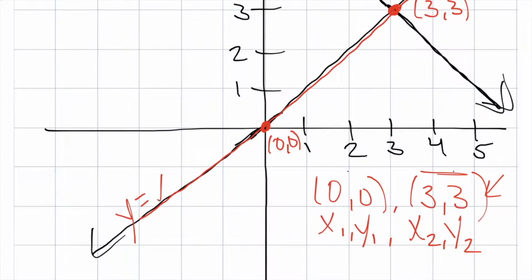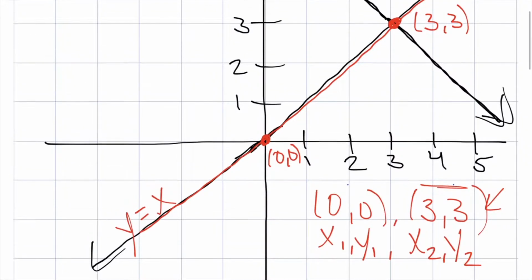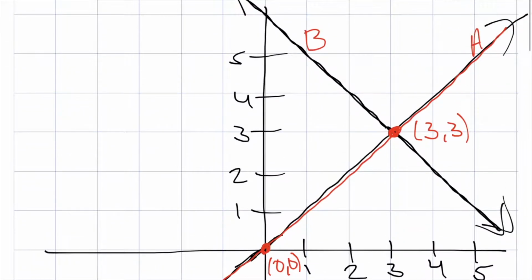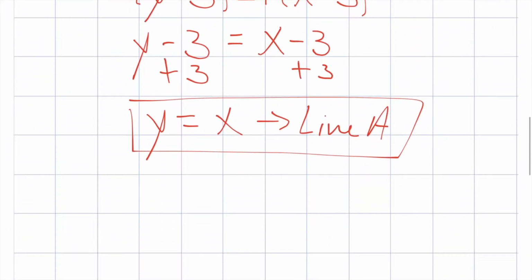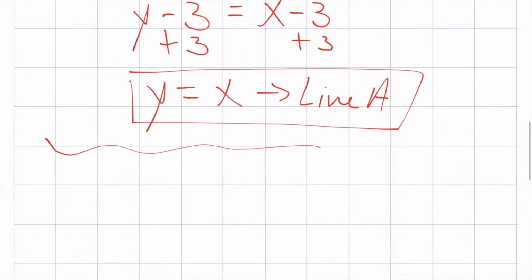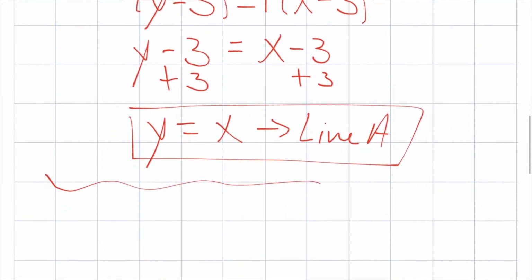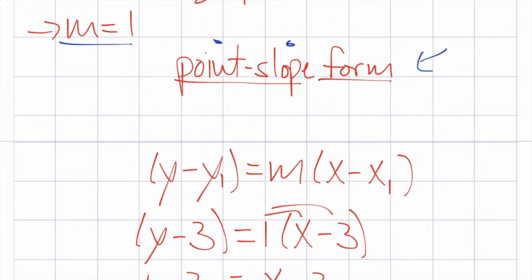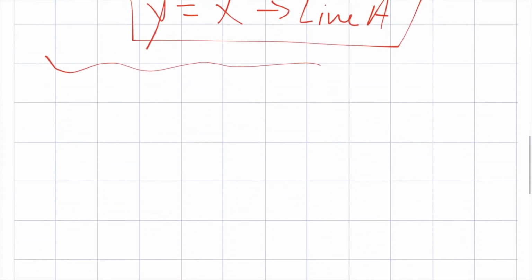y equals x. Alright? So now what we want is to find the equation of line B. So there's a couple things that we know. If the lines are perpendicular, then we know that the slope is going to be the negative reciprocal, right? So maybe we can just skip some steps and go straight into the point slope form.